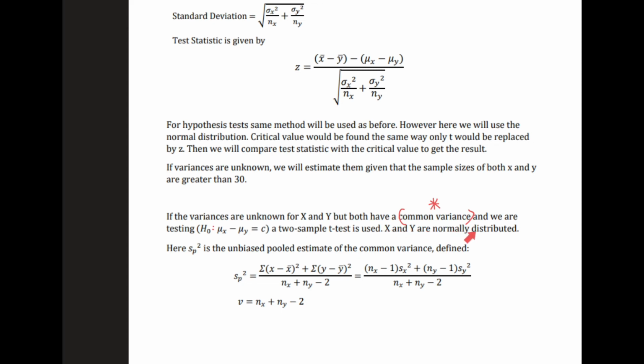X and Y are normally distributed, and here Sp square is the unbiased pooled estimate of the common variance. So we have to estimate the variance by using a different formula. Compared to previous one, there is one formula, now we have another one. So Sp squared equal to this or this. So you can use this formula to estimate the common variance here. So we need the common variance, and then the degree of freedom nx plus ny minus 2. Minus 2 this time. Okay, so let's move on first.